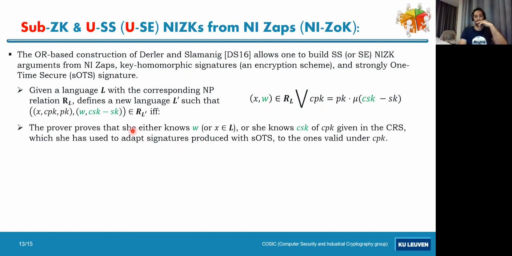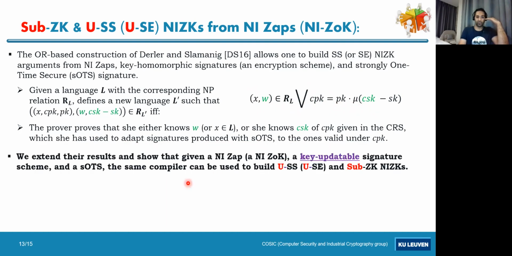As I mentioned, the prover basically proves that she either knows the witness or she knows this secret key of the public key given in the CRS, which she has used to adapt the signature. This is the reason we need key homomorphism, because adaptation is one of the properties of these key homomorphic signatures: it converts signatures produced with the strong one-time signature, during the proof generation, to ones valid under the CPK given in the CRS. So if this CSK, which is supposed to be hidden in the CRS generation, is hidden, then the honest prover should use this witness. But given this CSK, we can simulate the proofs because this is an OR relation. And I should mention that this mu is a one-way efficient map from the secret key space to the public key space.